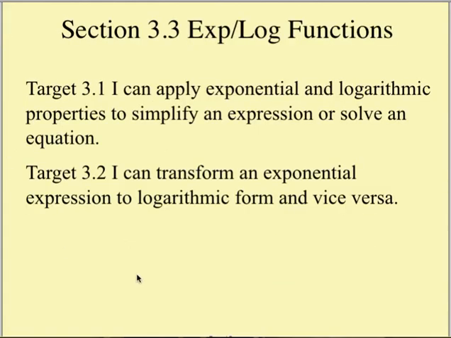So this video covered a little bit of section 3.2 and 3.3, targets 3.1 and 3.2, that you can apply exponential and logarithmic properties to simplify expressions, and that you can also transform exponential expressions to log form and vice versa.